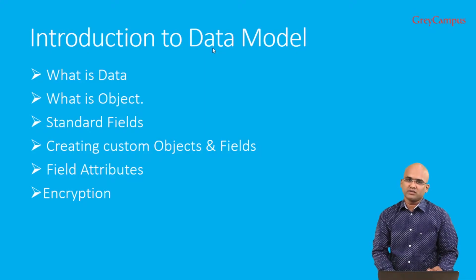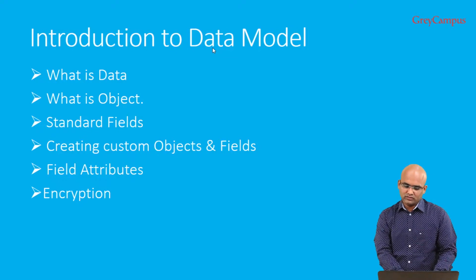So, introduction to a data model. In this module we have seen what is data and how to create an object, what are the standard objects, what are the custom objects, what are the standard fields available, how to customize a standard object, how to add custom fields to a standard object or to a custom object, and what are the attributes that are available for a field. Next we will see what is encryption.